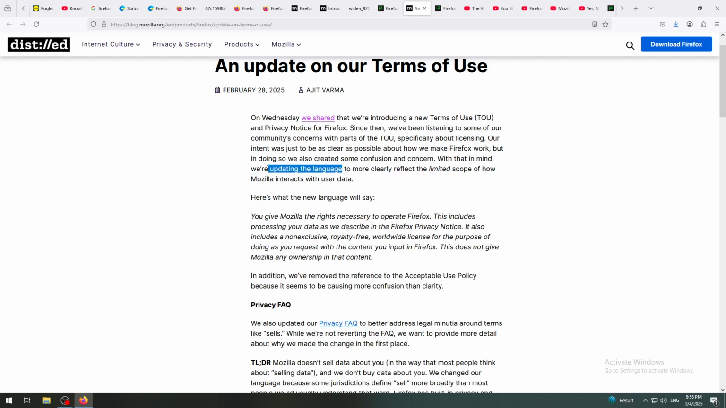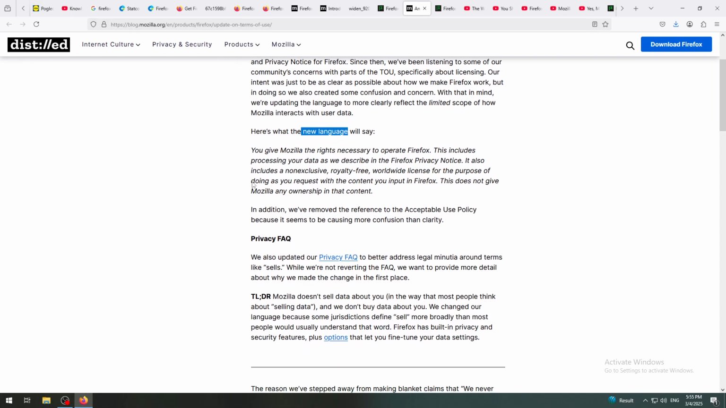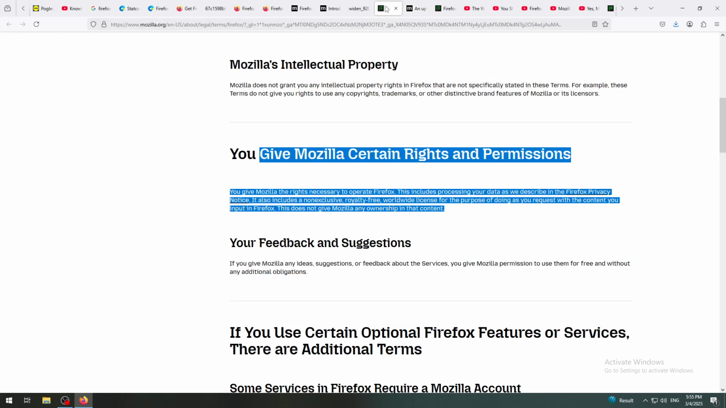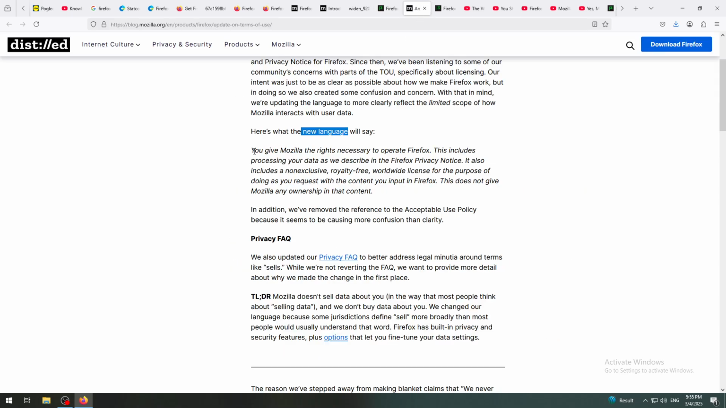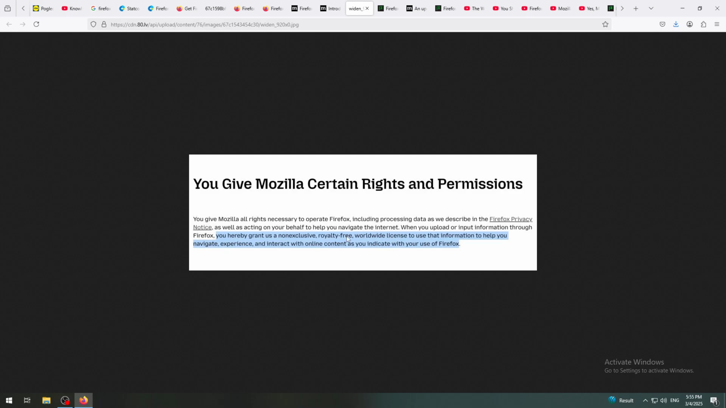But it's so funny. They're not saying that we're updating the contract, we're updating our legal terms of service. No, we're updating the language. And there they go again: here's what the new language will say. What's the new language? I mean, you have the terms of use. So they have changed the language, and they have actually even changed the terms of service. Not only the language, but the terms of service. And in this statement here, they have removed some of those words which are problematic, obviously.